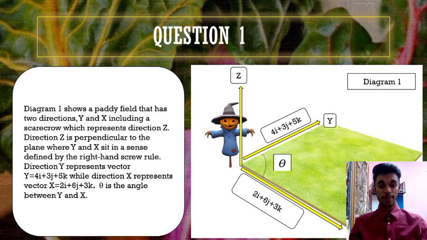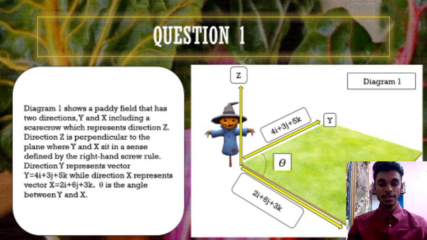According to the diagram in my slide, diagram 1, it takes place in a paddy field. Diagram 1 shows a paddy field that has two directions, y and x, plus a scarecrow which represents a vertical direction known as direction z. Direction z is perpendicular to the plane of x and y. Direction y is also known as vector y, which represents 4i plus 3j plus 5k. Same goes to direction x, vector x, which is 2i plus 6j plus 3k. The angle between these two is known as angle theta.